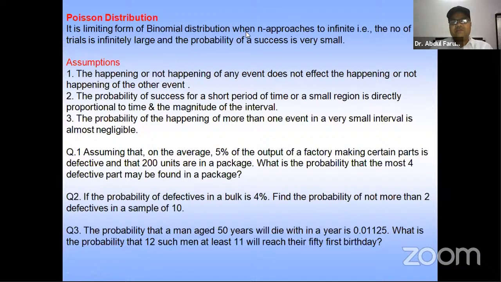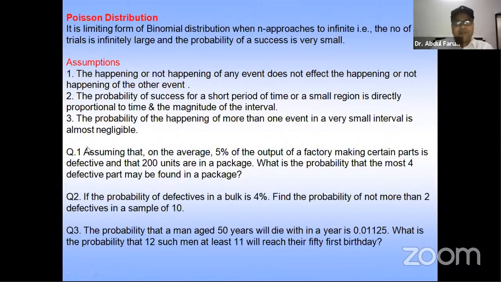It is a limiting form of the binomial distribution where n approaches infinity and the number of trials is infinitely large and the probability of success is very small. और उसके असम्पशंस क्या हैं? Assumptions हैं, the happening or not happening of any event does not affect the happening or not happening of other. इसका मतलब ये कि दो trials different times पर अगर आप करते हैं, they are independent to each other. The probability of success for a short period of time or a small region is directly proportional to the time and the magnitude of the interval. So these are the second condition. The third condition, the probability of happening of more than one event in a very small interval is almost negligible. ये थर्ड इसका assumptions है.